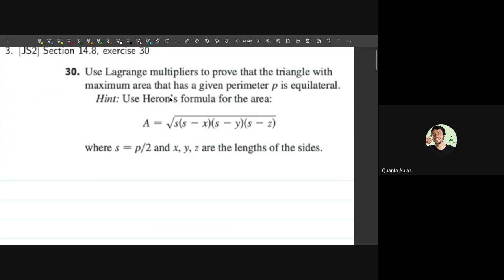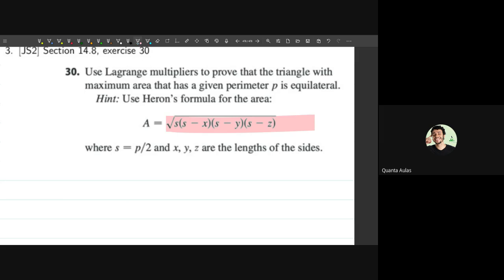Okay, it's here. Use Lagrange multipliers to prove that the triangle with maximum area that has a given perimeter is equilateral. Okay, that's not so impossible to do. Lagrange multipliers is the method we already studied in our class, where you put a new variable in your function. Here we want to maximize this formula, but we need to prove something: that the triangle with maximum area that has a given perimeter P is equilateral.